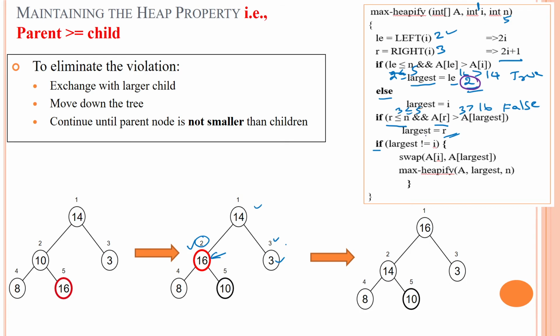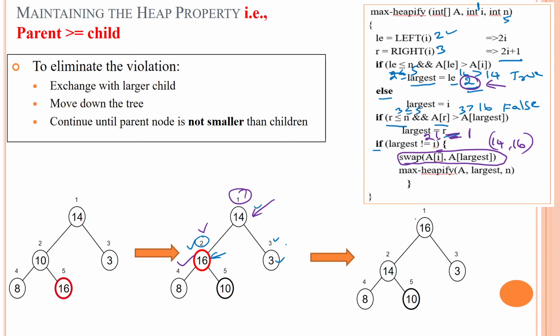So we are checking 2 not equal to I. What is the I value here? I value is here 1. So here 2 not equal to 1. Yes, the condition is true. If it is this case, we are swapping A of I. A of I is here 14. So we are swapping the 14 comma A of largest index, which is 2. So in the 2 we have the value 16, so we are swapping the 14 comma 16.